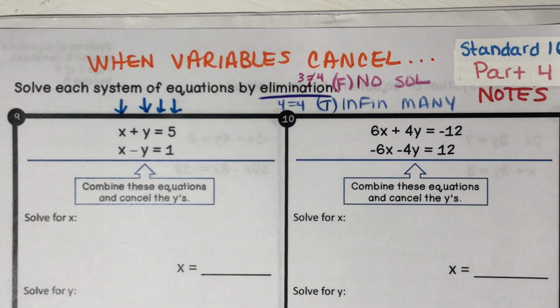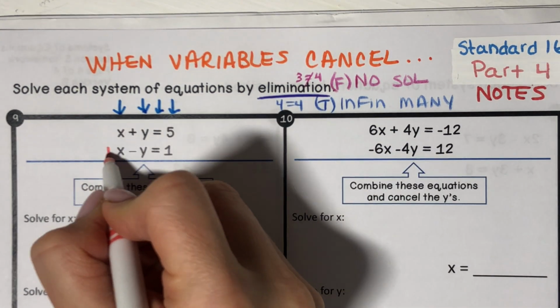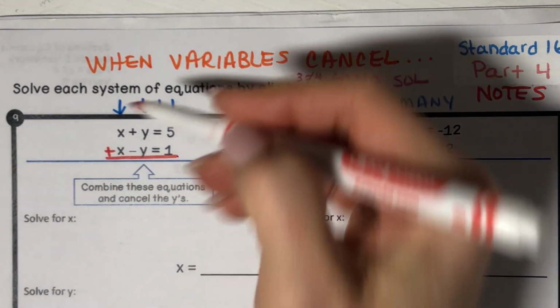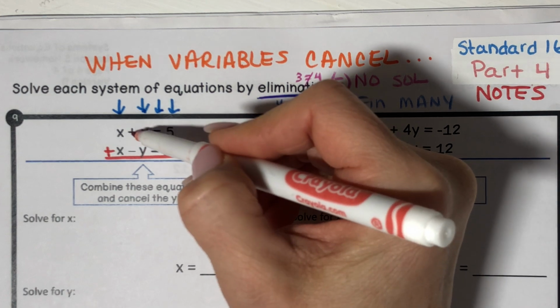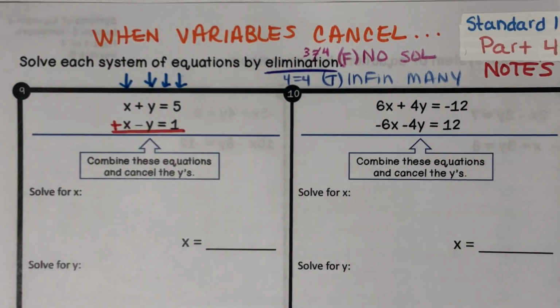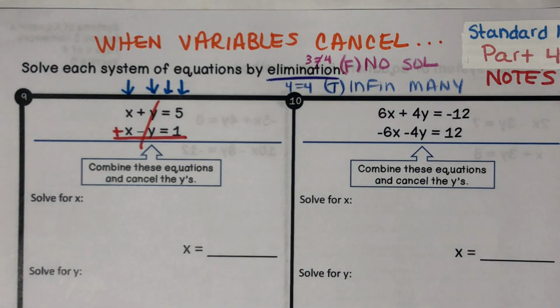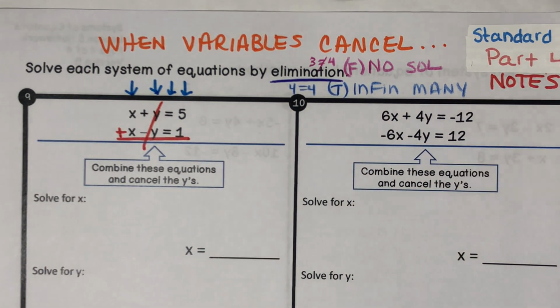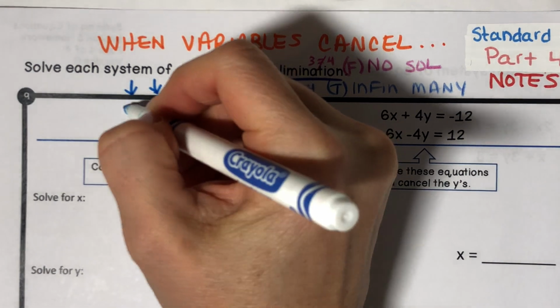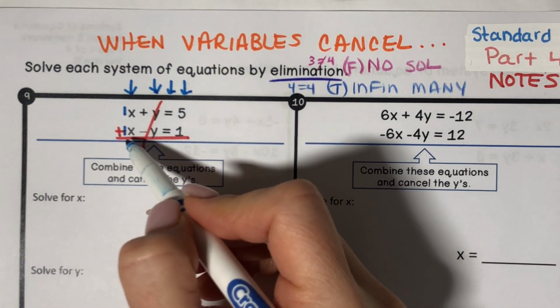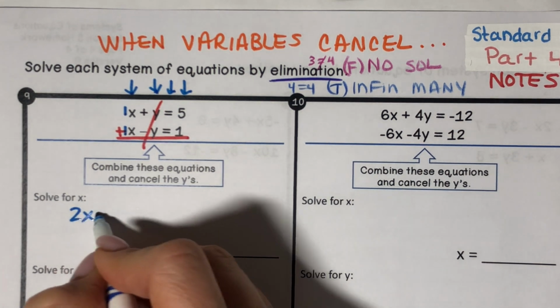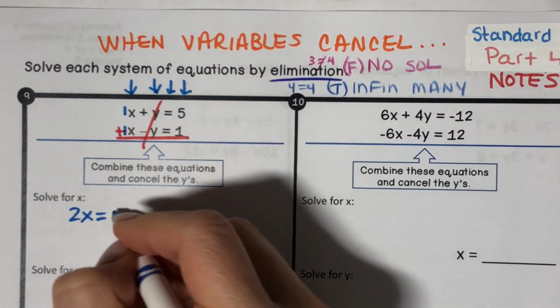They are so ready that all I literally have to do is draw this line. I'm looking for the same variable, but one positive, one negative. And it's done. It's ready for us. Let's get rid of those y's. After I get rid of those y's, I then have to add vertically what I have left. So I have one x here plus another x here. That gives me 2 x's. And I have 5 here plus 1, which gives me 6.